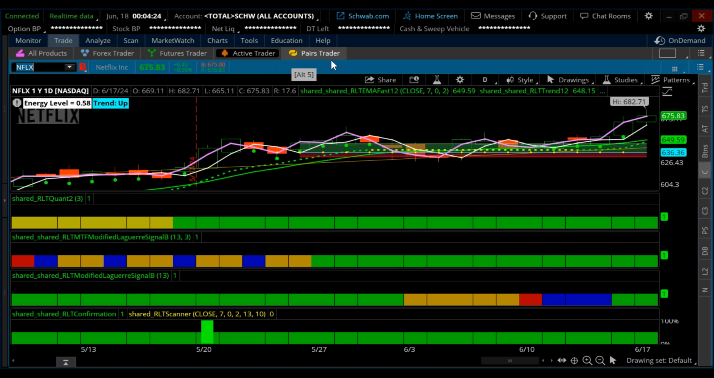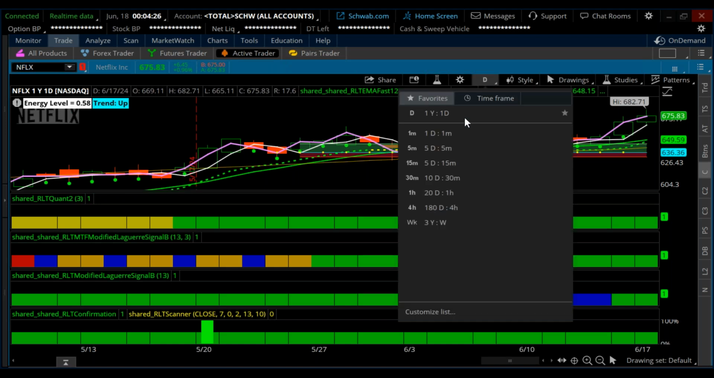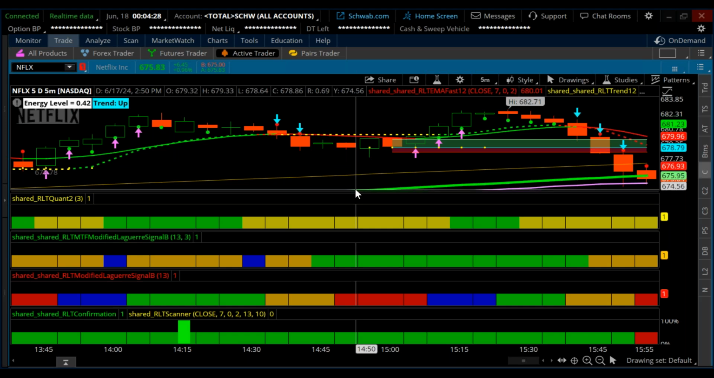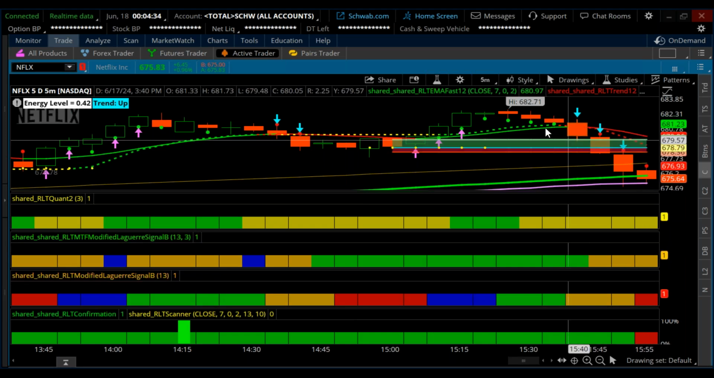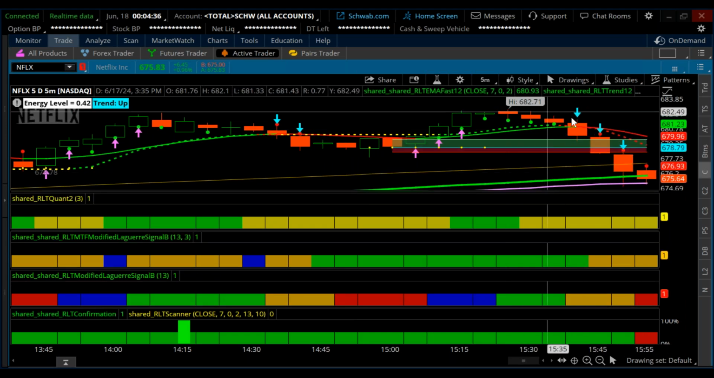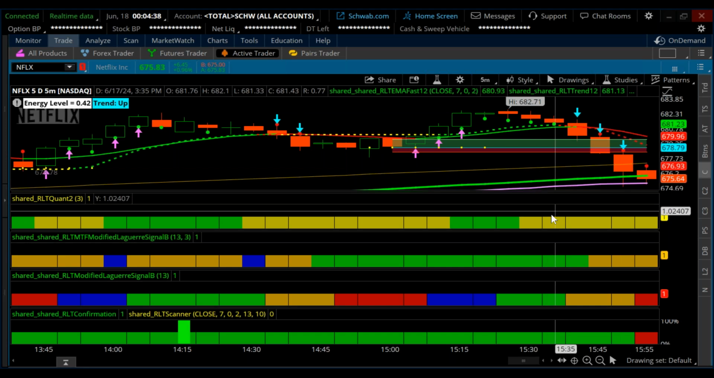Now let me keep to the same stock. Let's go back to the 5-minute chart so you can see how you can use this on a 5-minute. Now, remember, everything here is reflecting 5 minutes. Notice how we've got some red. This is at the end of the day. This was Netflix on a 5-minute chart at the end of the day right here.